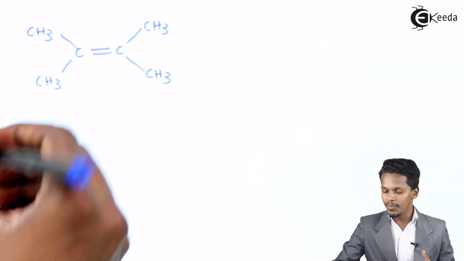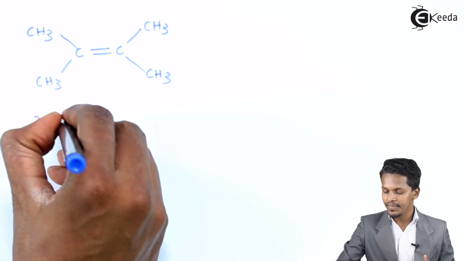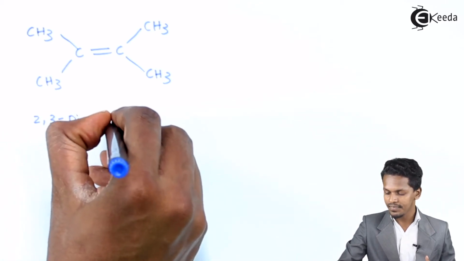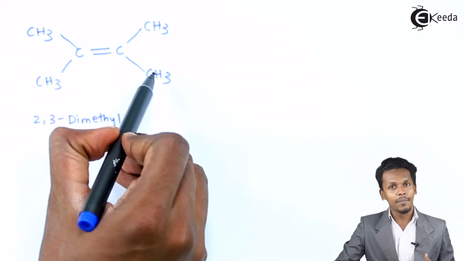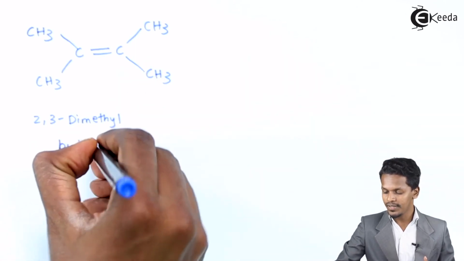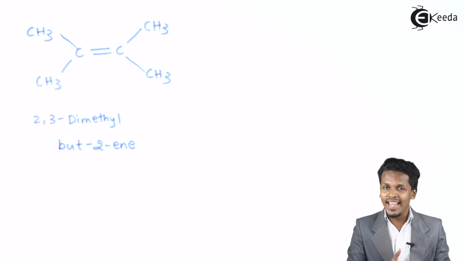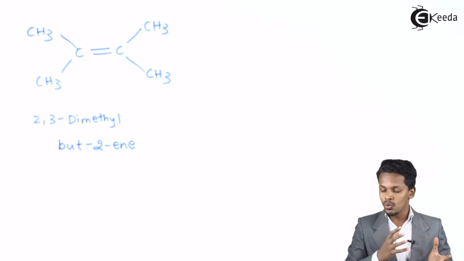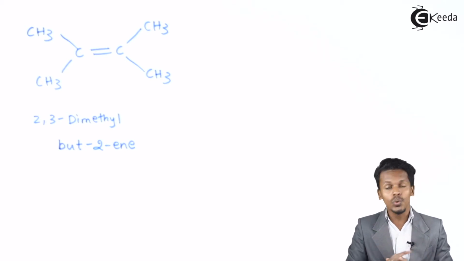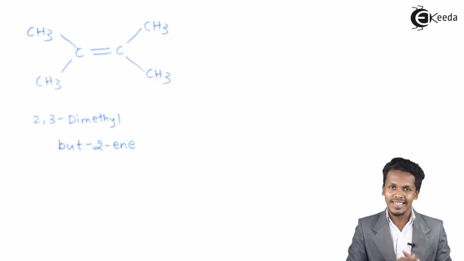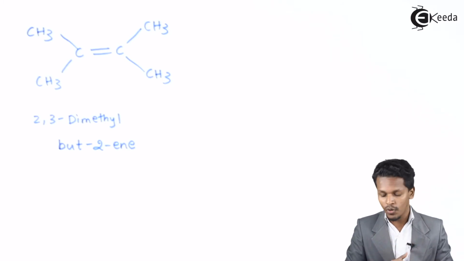So that's the reason the name of this is 2,3-dimethylbut-2-ene. So suppose we make a reaction where ozone is being treated with 2,3-dimethylbut-2-ene. Let's see what the reaction is and how the product is formed.